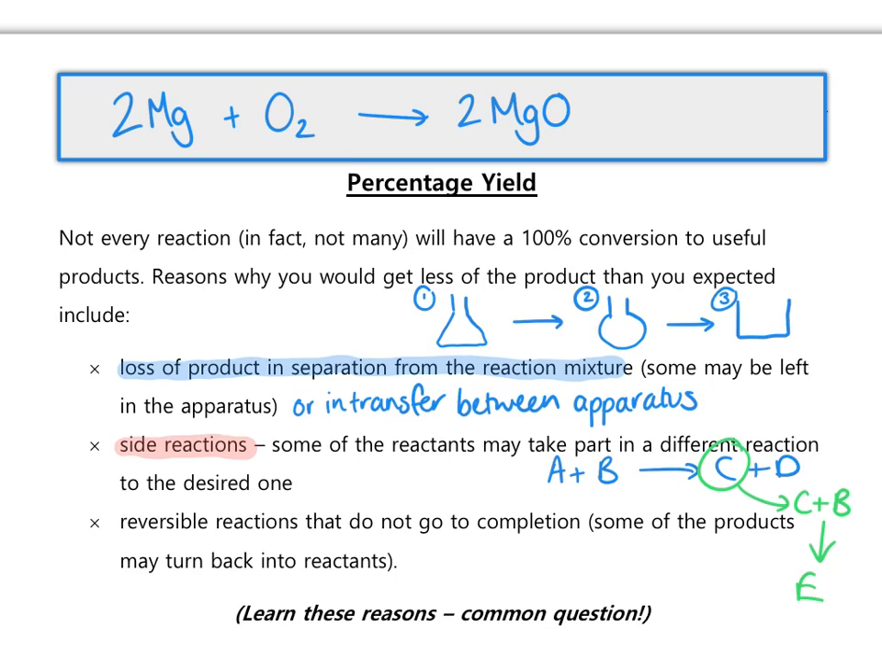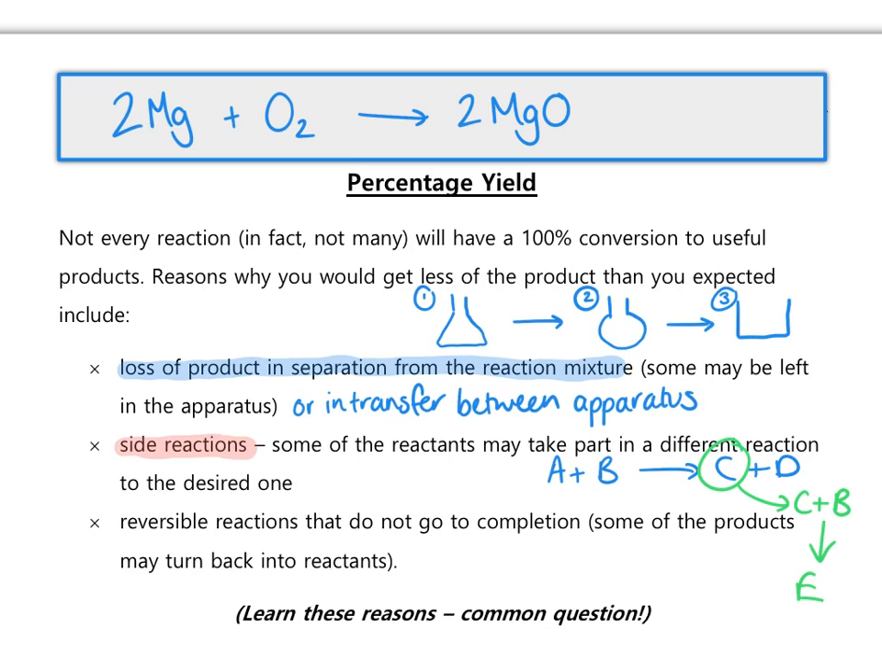So some of the reactants may take part in a different reaction to the desired ones. So essentially all you would need to write there is side reactions could happen. And what you can see there is, in the example I've used, the general example, C has now been used up in reacting with a little bit of B.